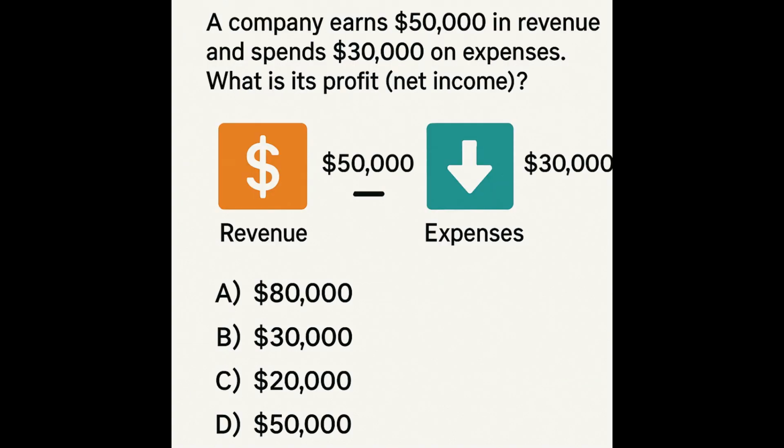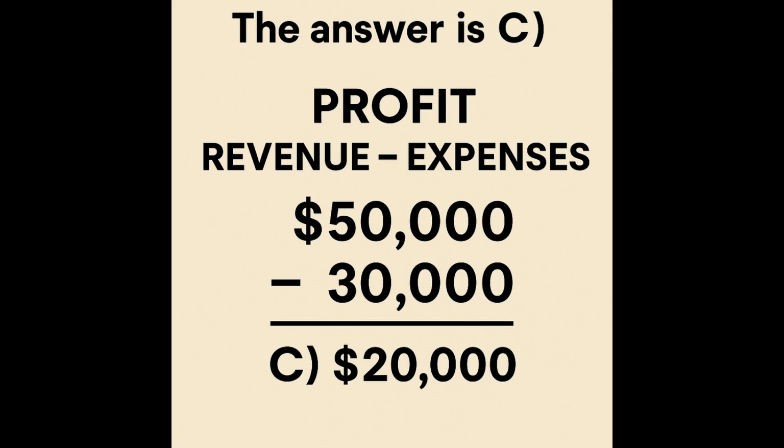3. Scenario-based. A company earns $50,000 in revenue and spends $30,000 on expenses. What is its profit, net income? A. $80,000. B. $30,000. C. $20,000. D. $50,000. The answer is C. $20,000. Profit is revenue minus expenses. $50,000 minus $30,000 equals $20,000.